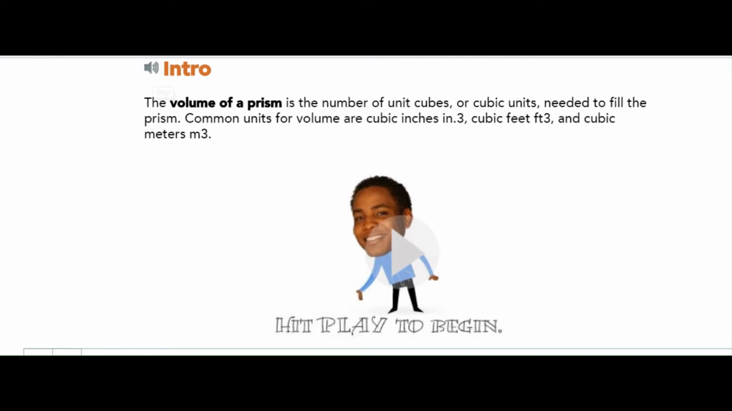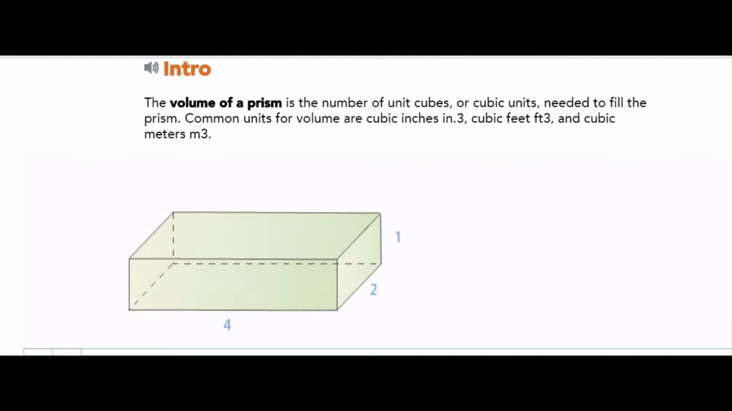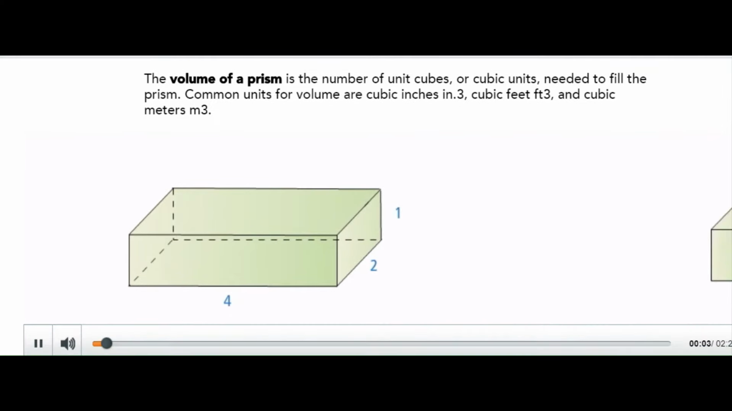So what is volume? The volume of a prism is the number of unit cubes, or cubic units, needed to fill the prism. Common units for volume are cubic inches, cubic feet, and cubic meters. Now, you need cube because you have to multiply length times width times height. That's how you end up with feet cubed and meters cubed and inches cubed, whatever length to the third power. You can find the volume of this prism by finding out how many unit cubes will fit in it.